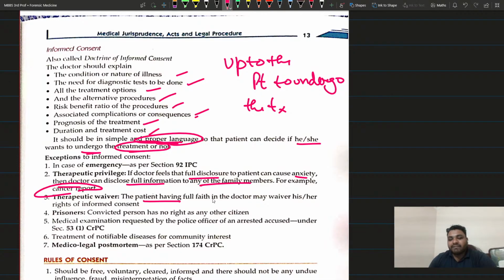Therapeutic waiver: the patient, having full faith in the doctor, may waive his or her right to informed consent.